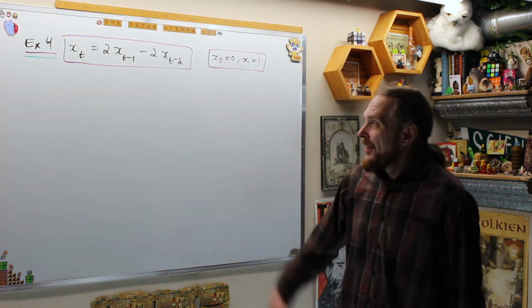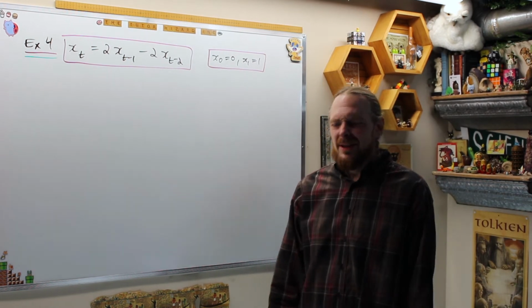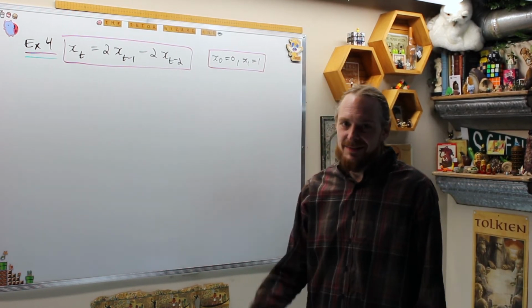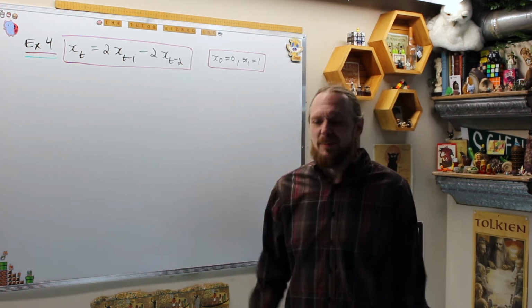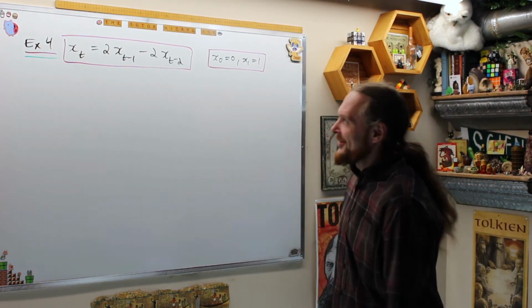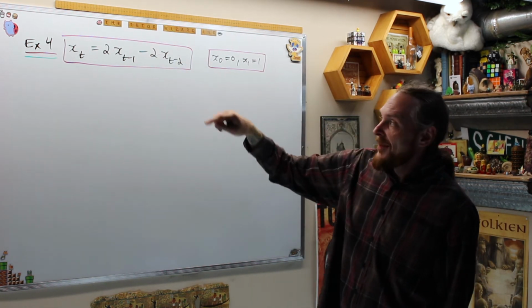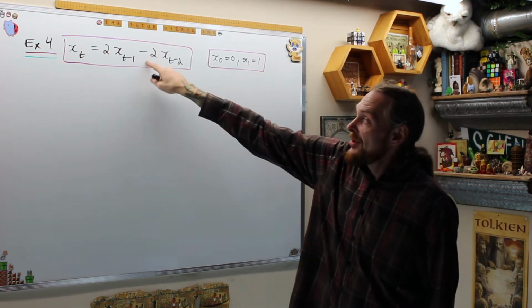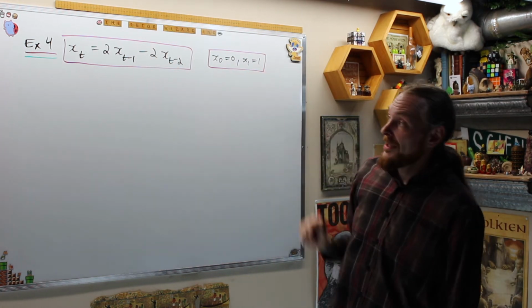Let's do it. Example 4, for completeness. Don't worry about it if you don't know what complex numbers are. Skip forward to the next theorem, which is going to be non-homogeneous. All I did was change this one from example 1 and example 2. From example 2, I just changed the positive 2 to a negative 2. Same initial conditions. What's going to happen?